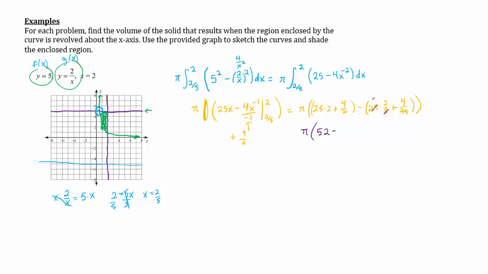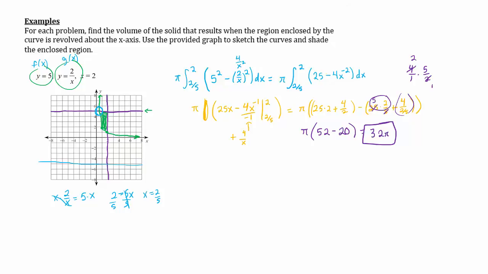This cancels and leaves me with 5, so that's going to be 10. When you do 4 divided by 2/5, you multiply by the reciprocal and get 10, so that's 10 plus 10, which is 20. So we need to just do 52 minus 20, which is 32, and don't forget to put the pi with it. So that's the gist of it. The only thing that we really need to worry about is making sure we understand which function is the outside, which function is the inside.